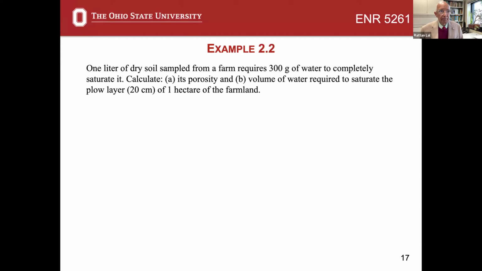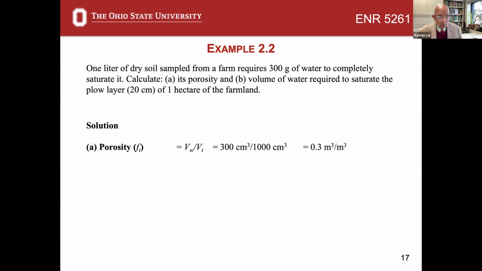Let's do one more example. We have 1 liter of dry soil sampled from a farm which requires 300 grams of water to completely saturate it. From this information, calculate its porosity and the volume of water required to saturate the plow layer, which is 20 centimeter deep, of 1 hectare of farmland. So that's the question we have.